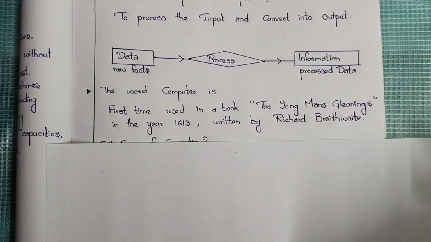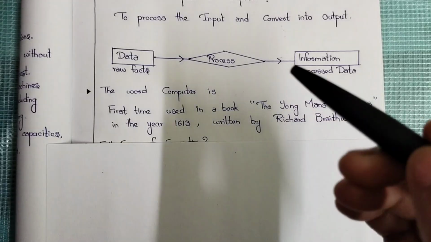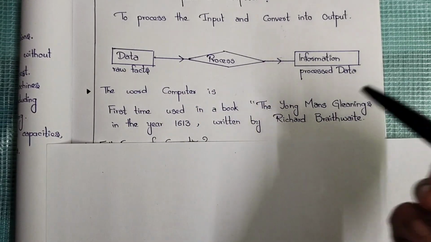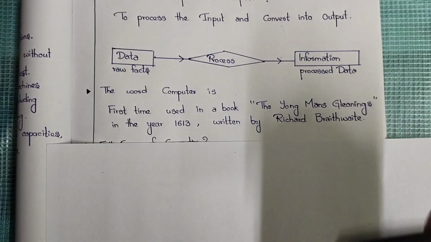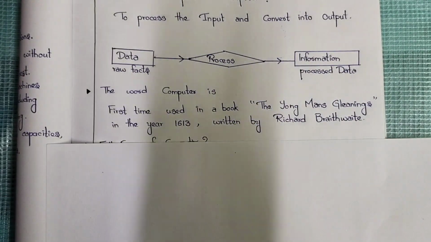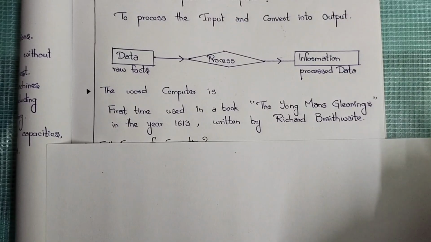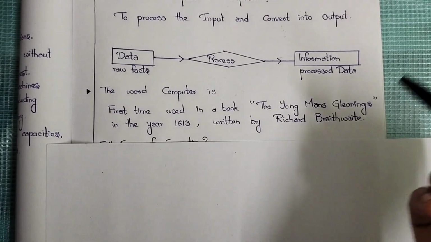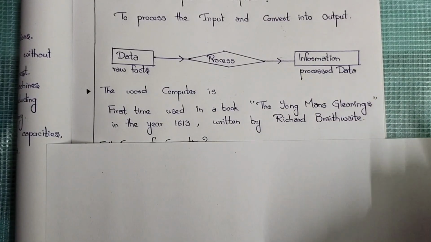Another piece of information is that the word computer, I think, is a Latin word. I'll make sure in the next videos I break that down also. Okay, in what book was the word computer first used? The Young Man's Gleanings. Who wrote the book The Young Man's Gleanings?